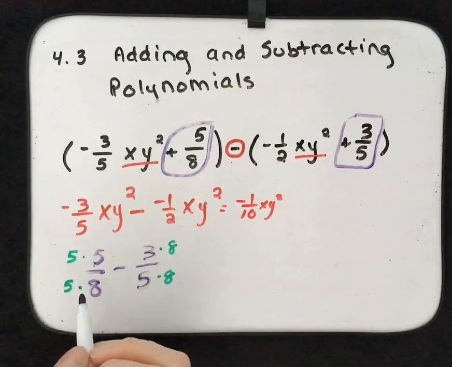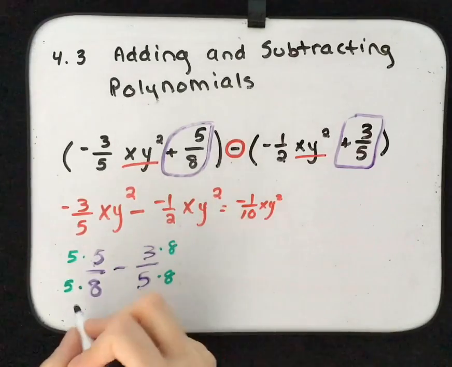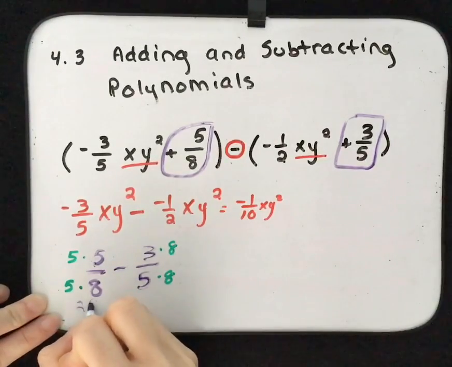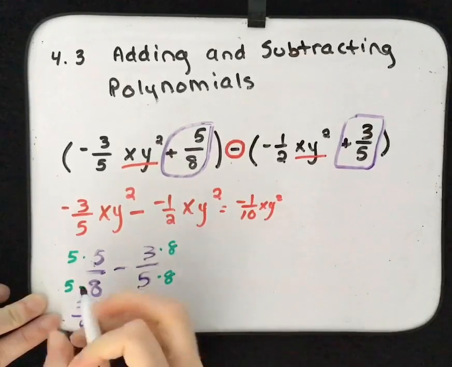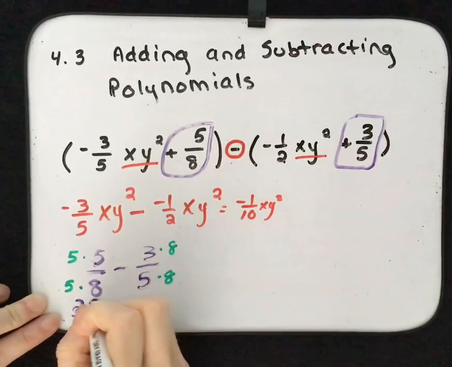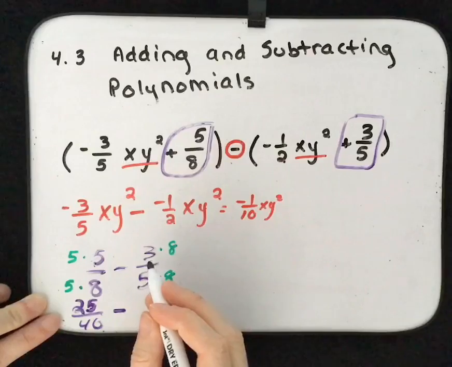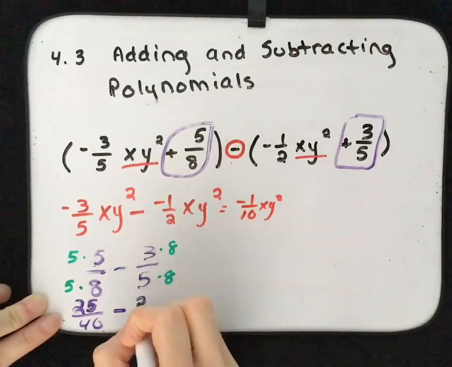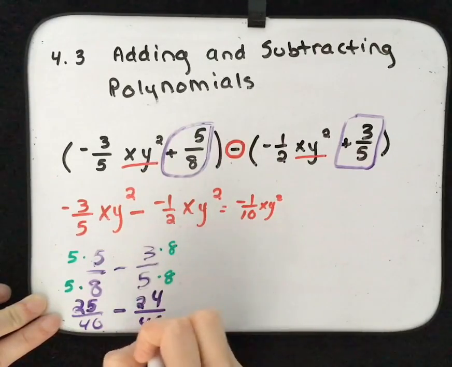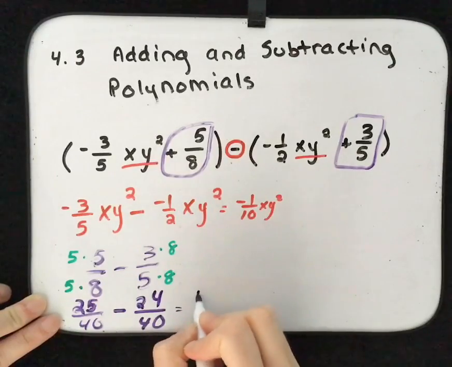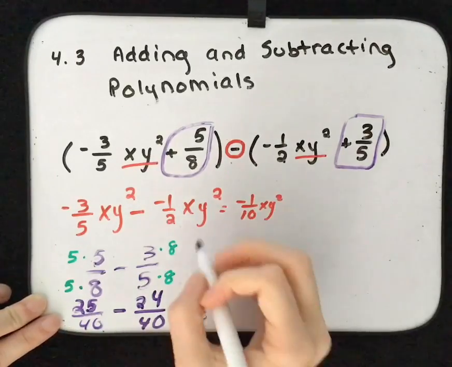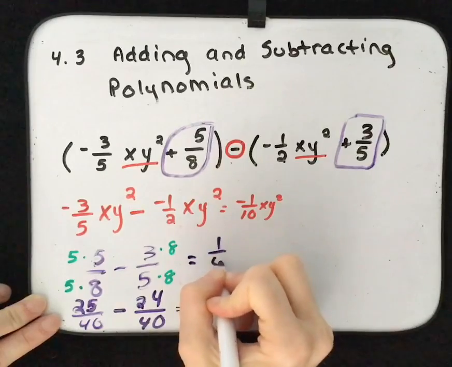5 times 5 gives me 25. So we have 25 over 40 minus 8 times 3 is 24. 25 minus 24 is 1. So this is 1 over 40.